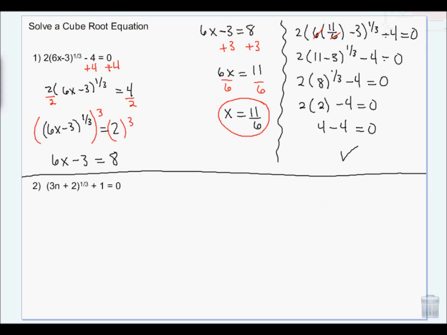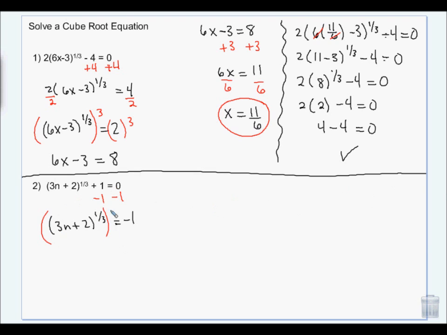I'll go ahead and do the next one. Going to subtract 1 from both sides. And I get the cube root of 3n plus 2 is equal to negative 1. Now, if this was a square root and this was negative, I would already know there was no solution, right? If this was an even root and I got a negative number, that's not possible. But because it's an odd root, I can have a negative, so it's okay.